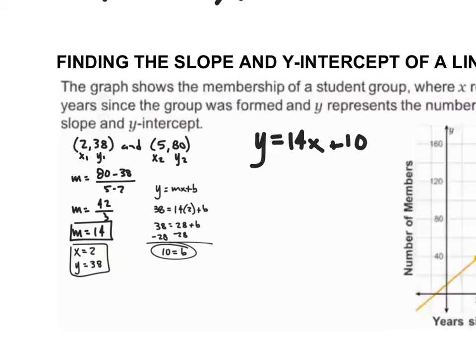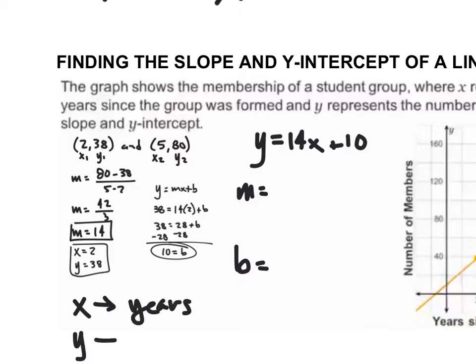So we have our slope, we have our y-intercept. Now what I want you to do is think about it like this. What does m represent? What does your y-intercept represent? Now remember that x represents years, and y represents the number of members in a group, so number of members. So if I write this out, my slope is 14 members.